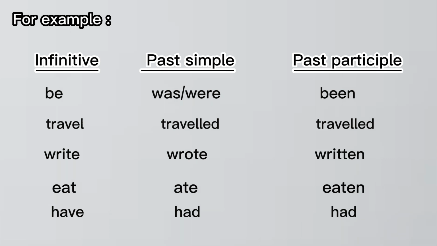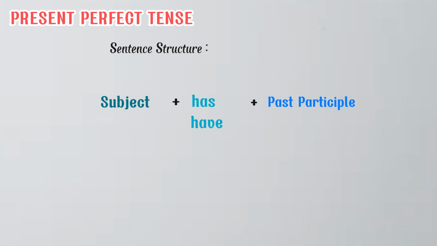All right. For a list of some common verbs for the past participle, irregular verbs, you can see that in my next video, as I'm going to share a lot of verbs for you. Now let's go back to the main structure of the present perfect tense. So we have subject plus has or have, the helping verbs, plus the past participle.